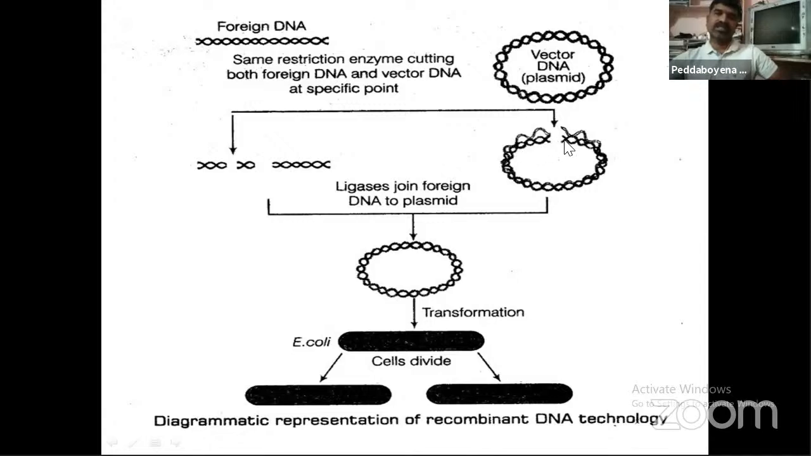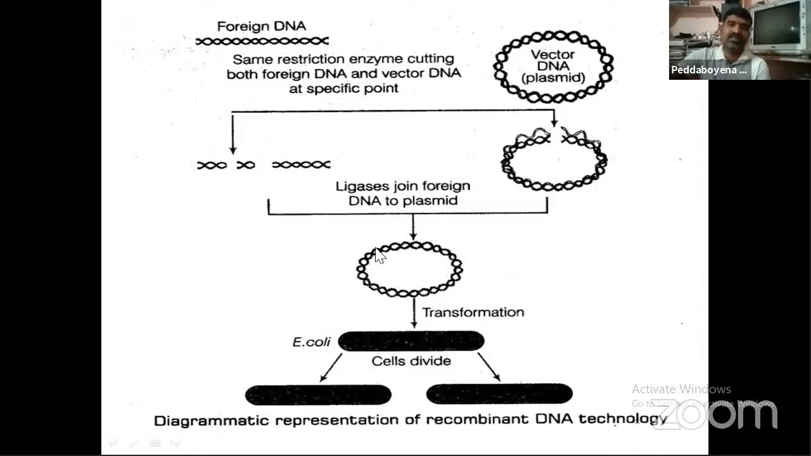Okay, so this process is called ligation, because the enzyme is called ligase. Ligase joins the foreign DNA to the plasmid in these places. This process is called ligation. Okay, clear? Ligation. After this, we get what are called rDNA. So these are called recombinant DNA, chimeric DNA.